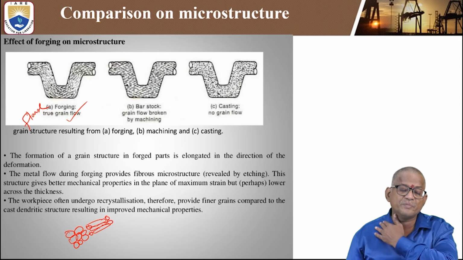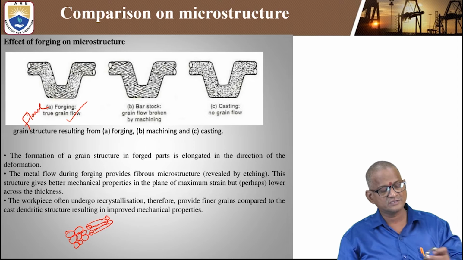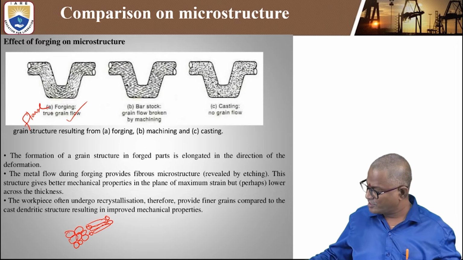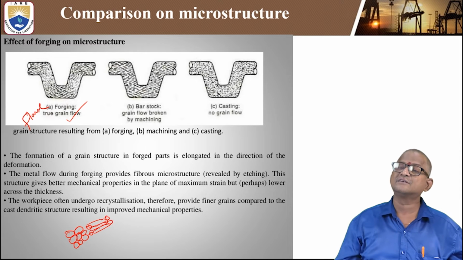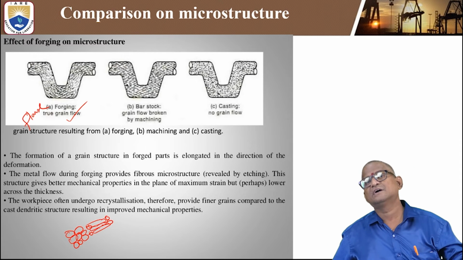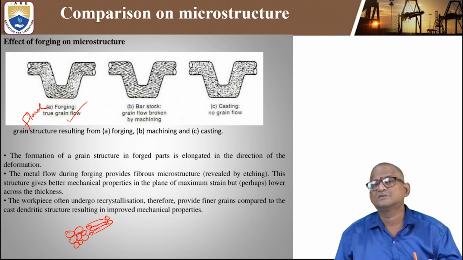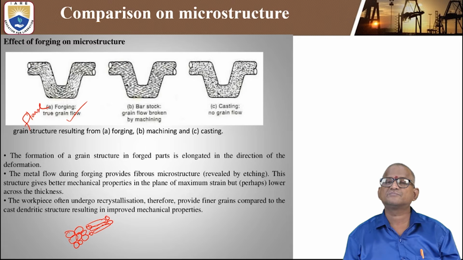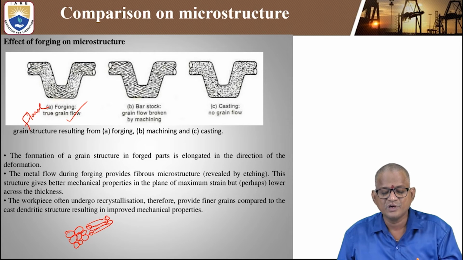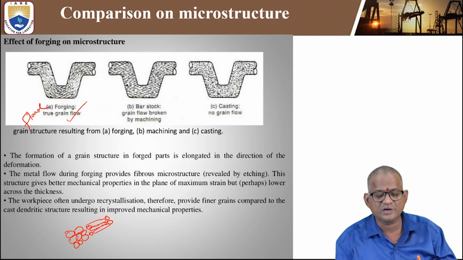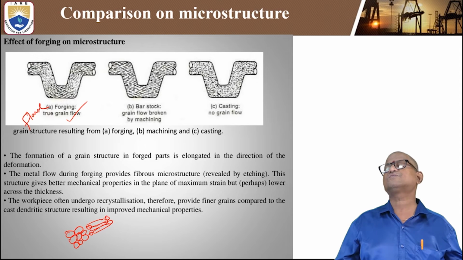And also the comparison of microstructure. So you can easily observe the surface finish. All this is shown for the benefit of the students. Okay. So in forging there is true grain flow, in bar stock the grain flow is broken by machining, and in the third, casting, there is no grain flow.